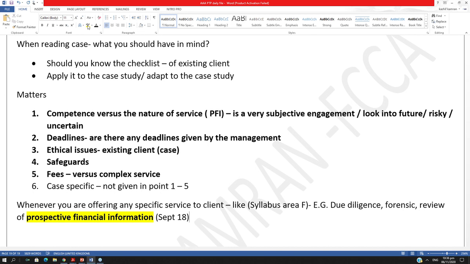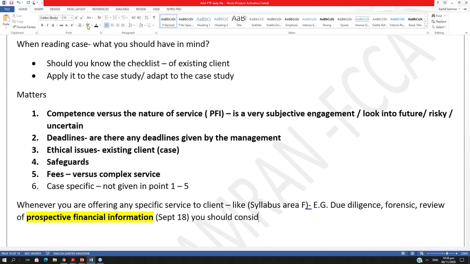This is not for any other service, right? This is for the service which is part of your syllabus area F. Is everyone getting my point? So any services, I'm giving you three examples, any services which is in your syllabus area F. So when you're offering any specific service, like the one in your syllabus area F, what should you do?